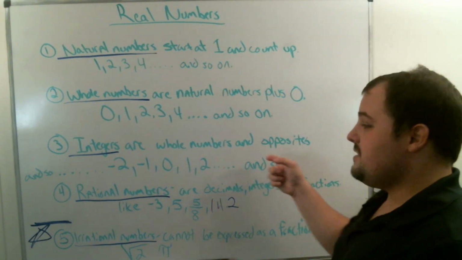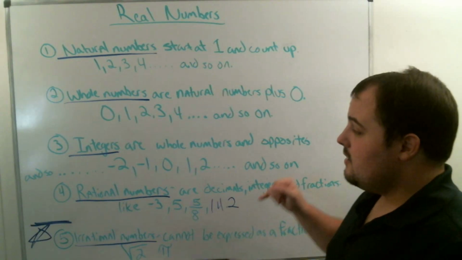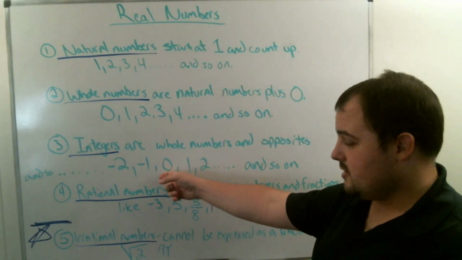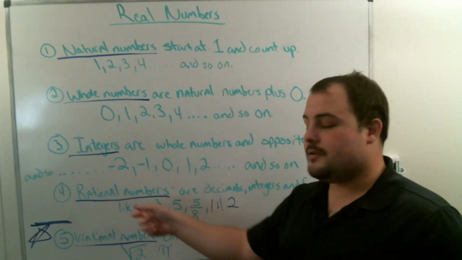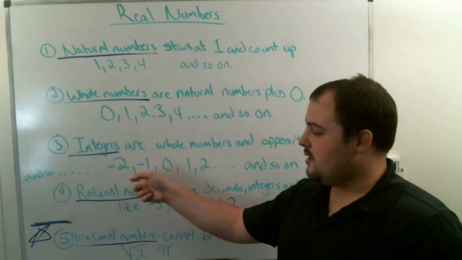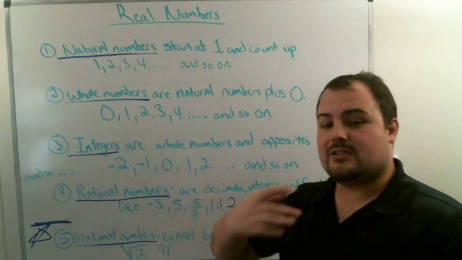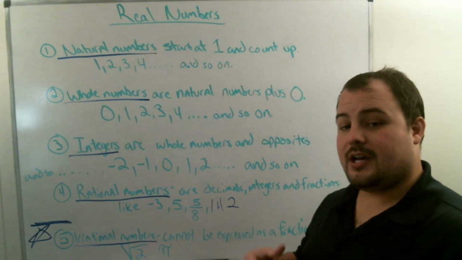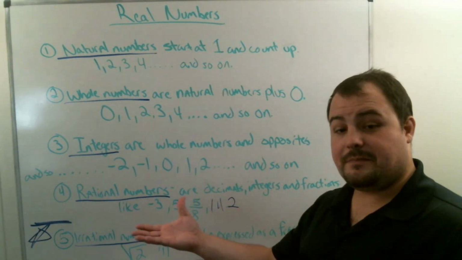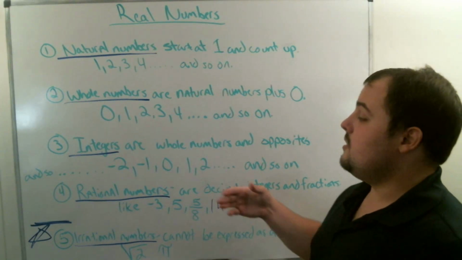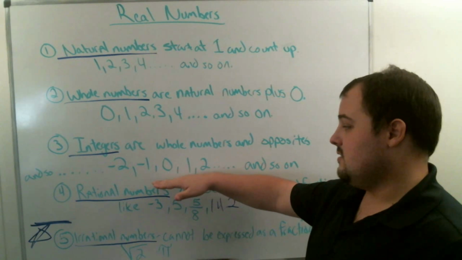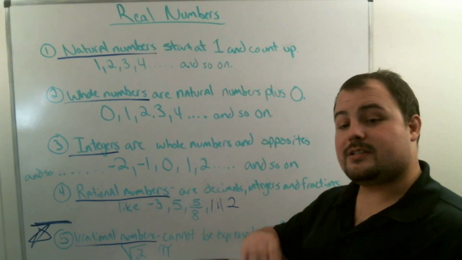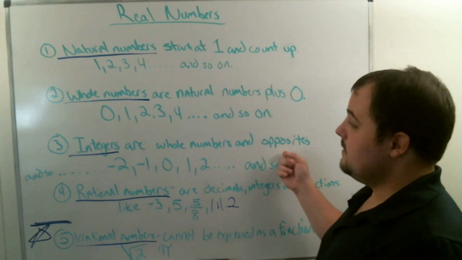Integers are whole numbers and their opposites. So an integer starts at 0, it counts up, but it also counts down: 0, -1, -2, -3. It's the opposite of a whole number, the opposite of positive, negative. Right now you haven't talked about decimals or fractions. Integers are whole numbers and their opposites.